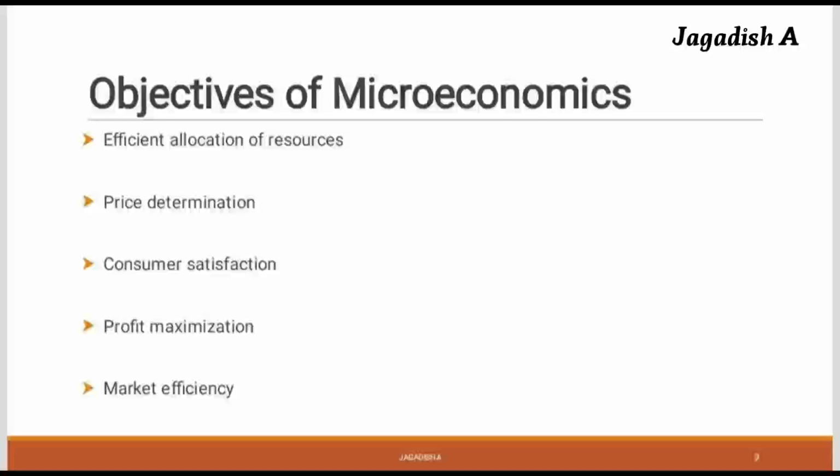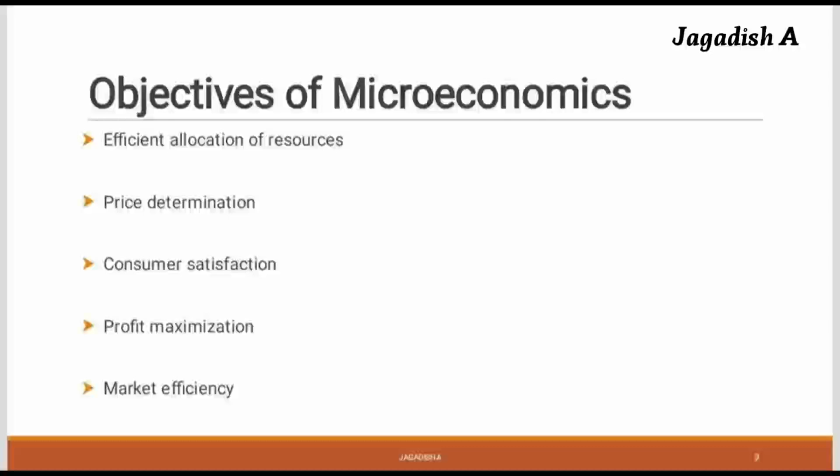Number three, that is consumer satisfaction. Consumers in India may choose between spending their money on basic necessities like food and clothing or on luxury items like smartphones or dining out. It helps analyze these choices based on the concept of utility maximization. That is, it's making choices that make you as happy as possible given your budget or resources.